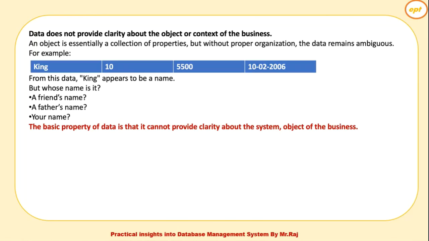Context to context it will change, but let us assume system here means a software product or a software application. Now you understood that data doesn't give any clarity about the system or object of the business. Now what is the solution for this? How do you handle this kind of situation? How do you think business organizations handle these kinds of challenges? What is the solution? Tell me.